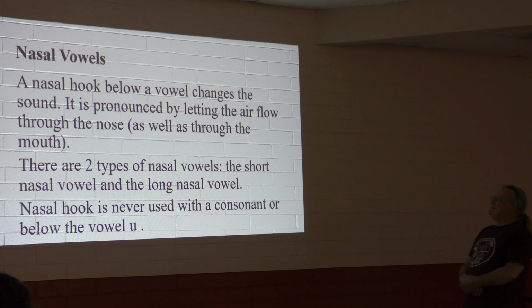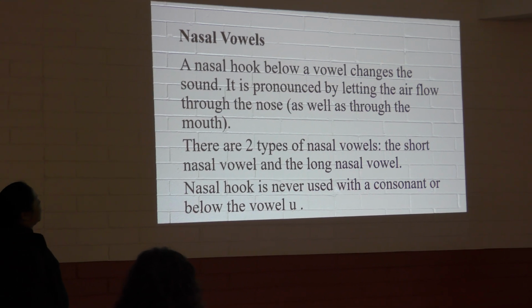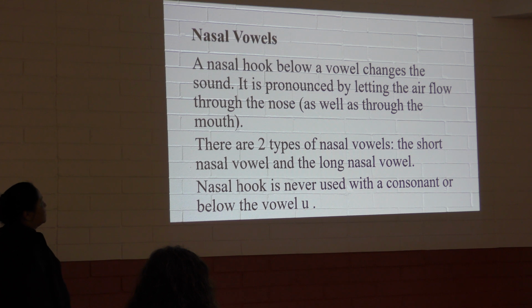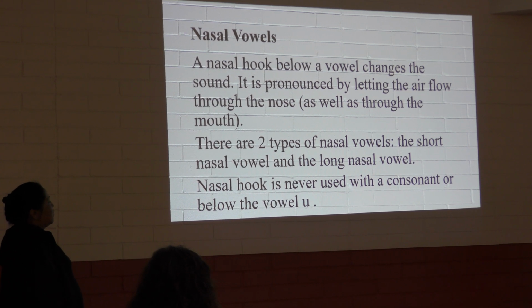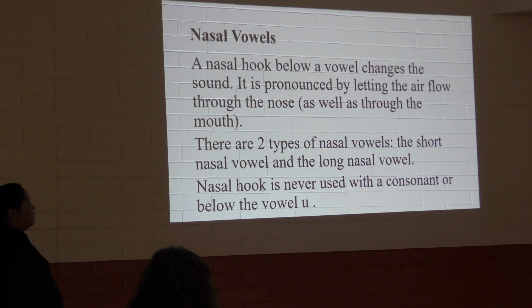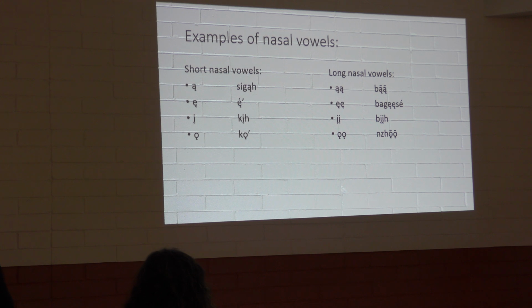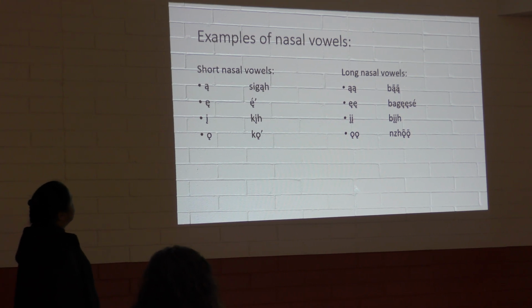All right. So nasal vowel: the nasal hook below a vowel changes the sound. It is pronounced by letting the air flow through the nose as well as through the mouth. There are two types of nasal vowels, the short nasal vowel and the long nasal vowel. Nasal hook is never used with a consonant or below the vowel U. Correct. Examples of nasal vowels, short and long.